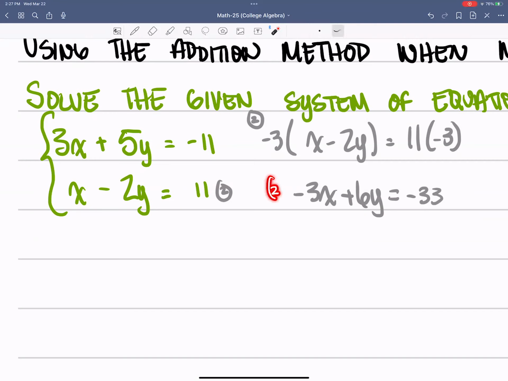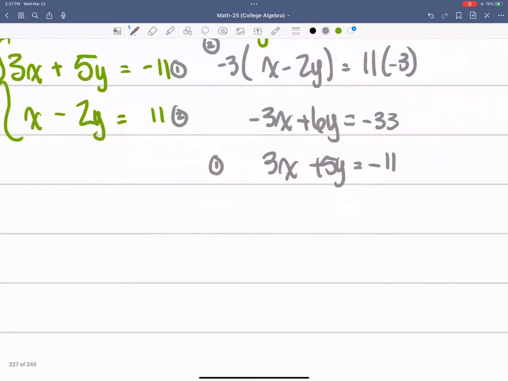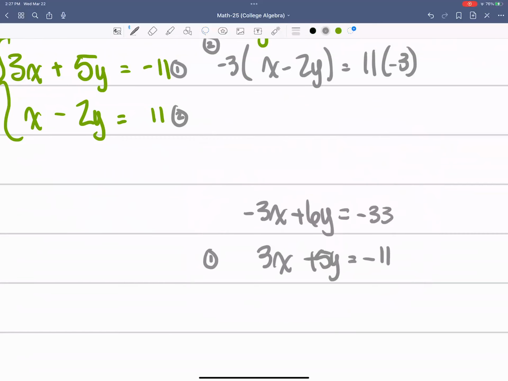So this is our equation 2. Let's grab our equation 1. So equation 1 is our 3x plus 5y is equal to -11. And from here, we could look at just these two equations and add them together and see what we end up with. Could erase this part. So now when we add these two together, remember this is equation 2, this is equation 1. So we're still working with the exact same system of equations. We just had to manipulate it a little bit.